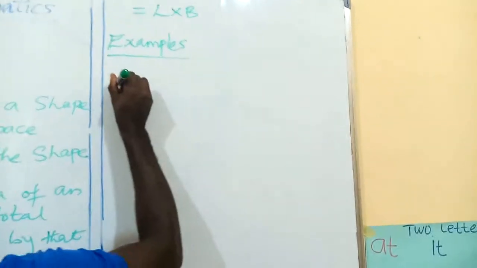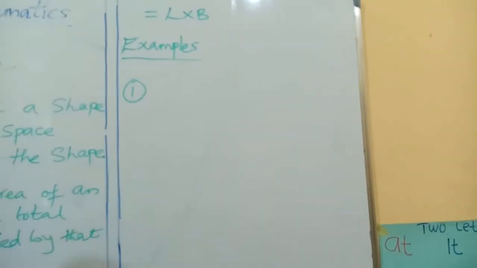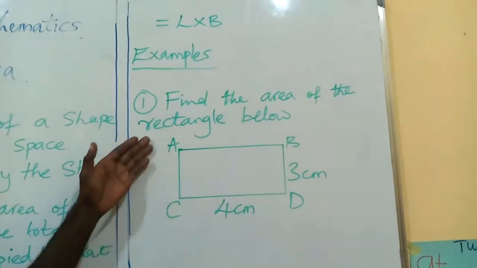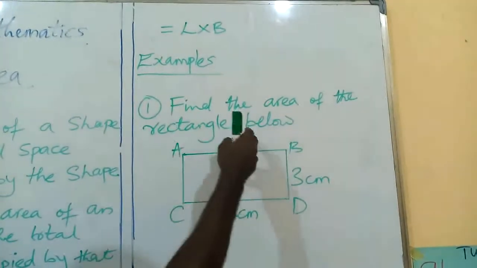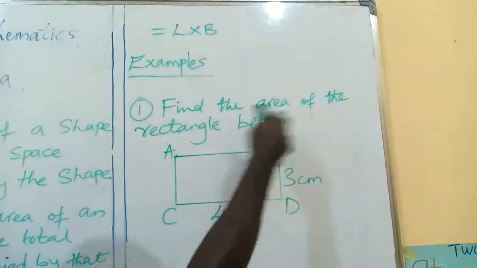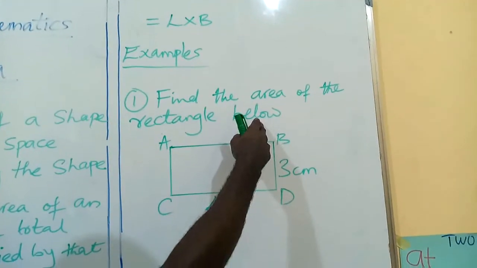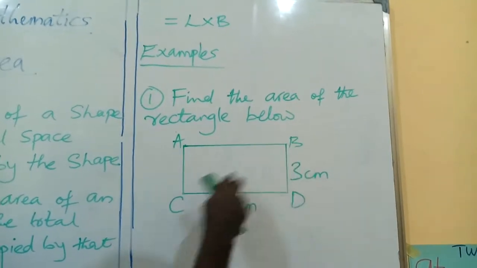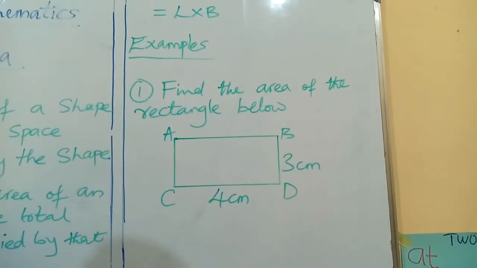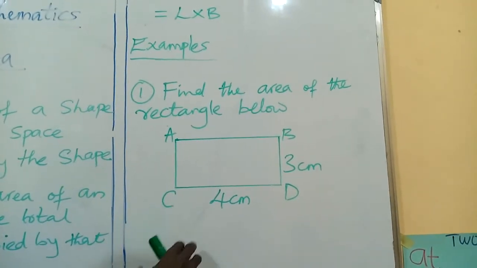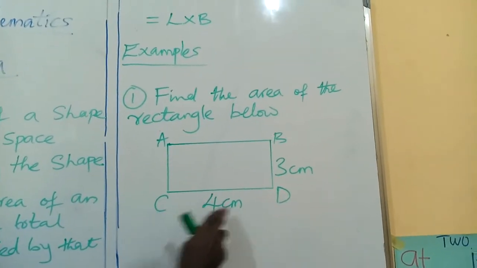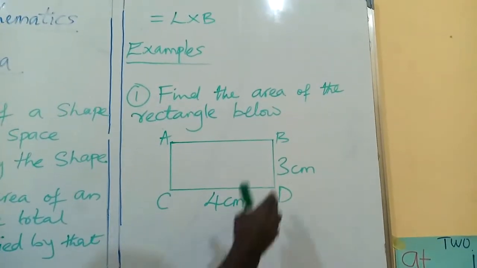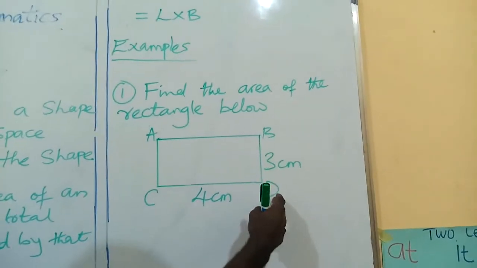Starting with example 1. Alright, we have an example 1 here. The question is, find the area of a rectangle below. Here's the rectangle. This is rectangle A, B, C, D. Looking at the rectangle, you will discover that the length, which is CD, is 4 centimeters and the breadth is 3 centimeters. The breadth is BD.